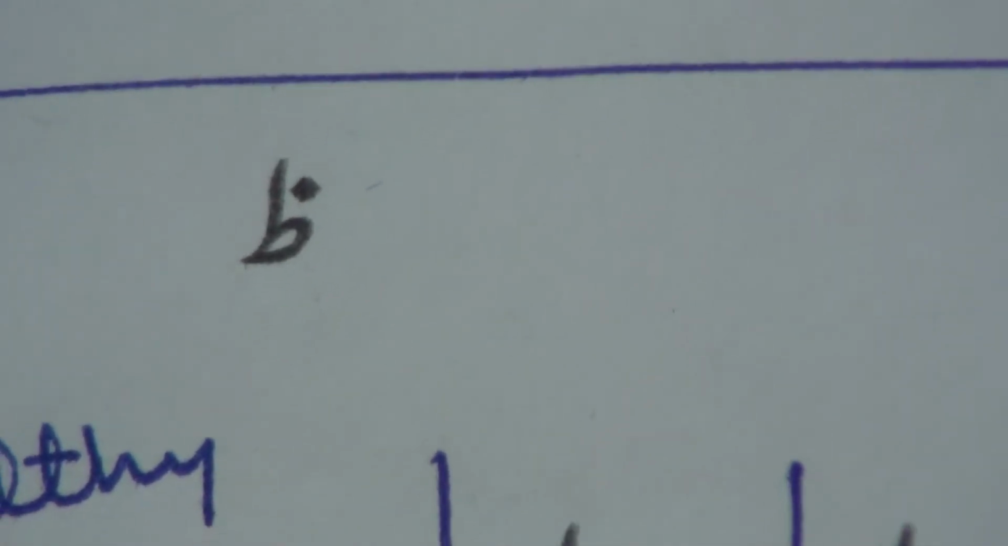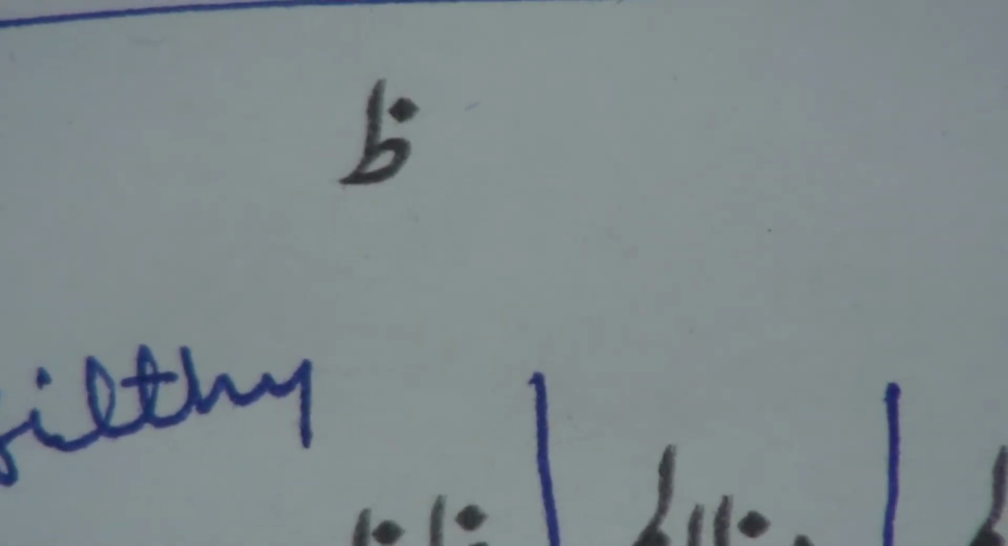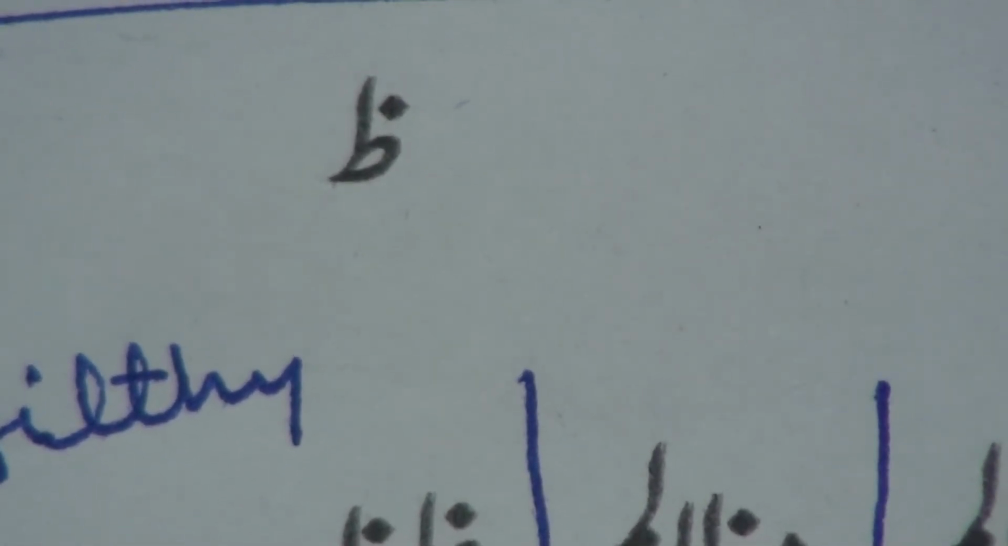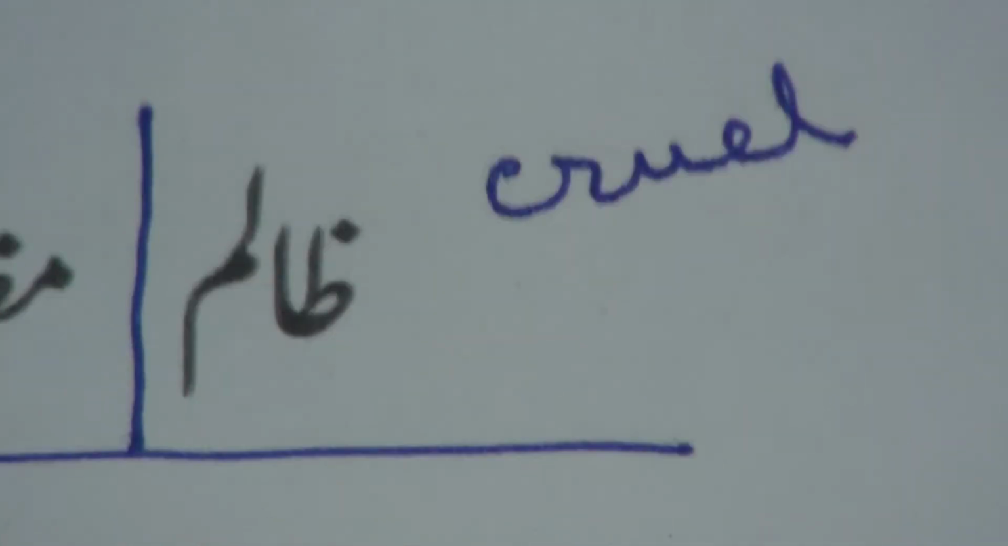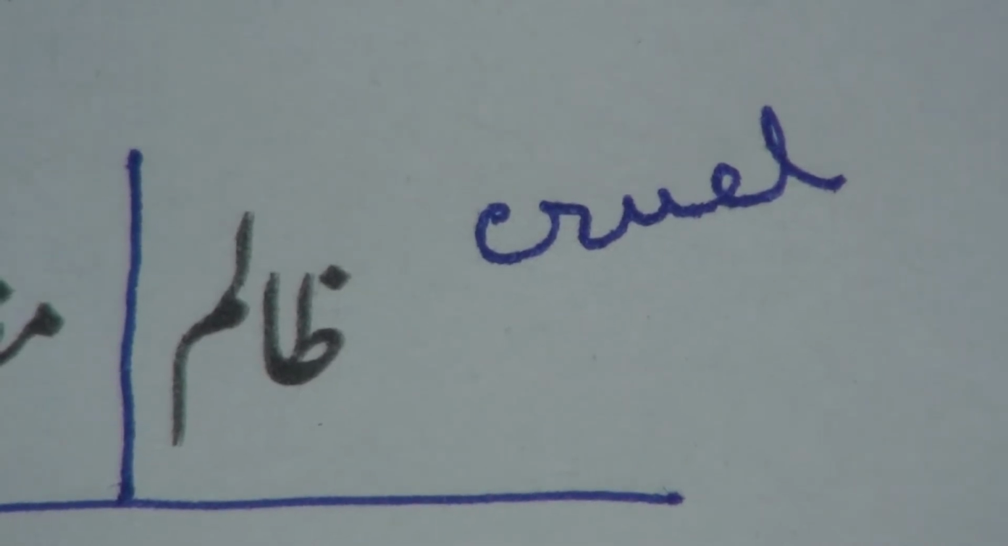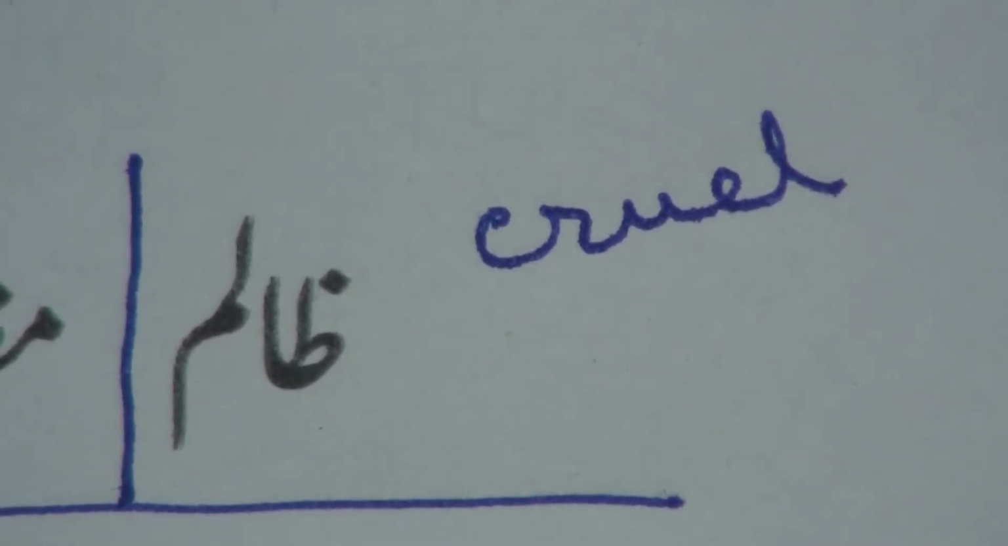And after Toe is the letter Zoe. Its shape also remains unchanged, be it at the beginning of a word, or in the middle of a word, or at the end of a word. Here is the word Zalim. Zoe, alif, lam, mim is Zalim. Zalim means cruel.